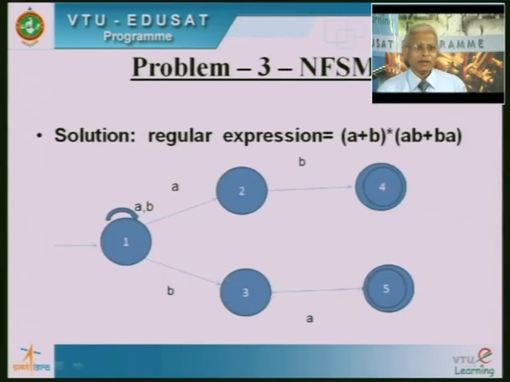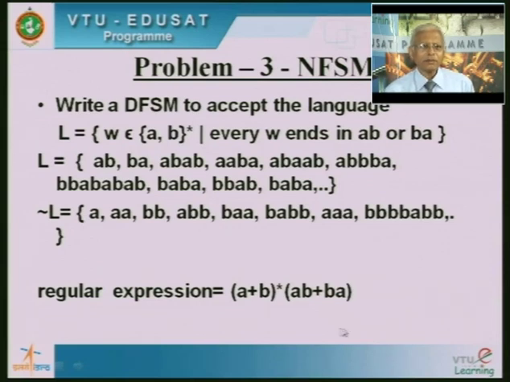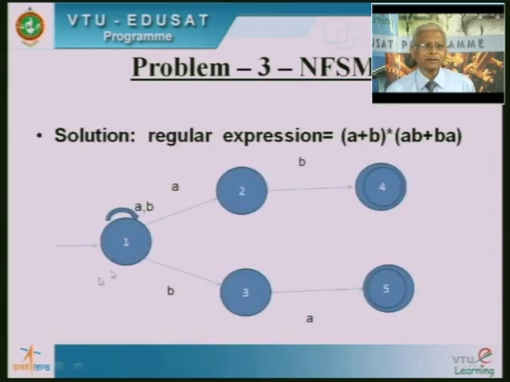So, how to write it? Again, if you go back to the previous one, (a plus b)* gets transformed into a single state with a, b loop like this. That means any combination of a and b will be accepted. Now, ab or ba: ab ends in the final state, ba ends in the final state. So this is how you should write the non-deterministic finite state machine for this problem.